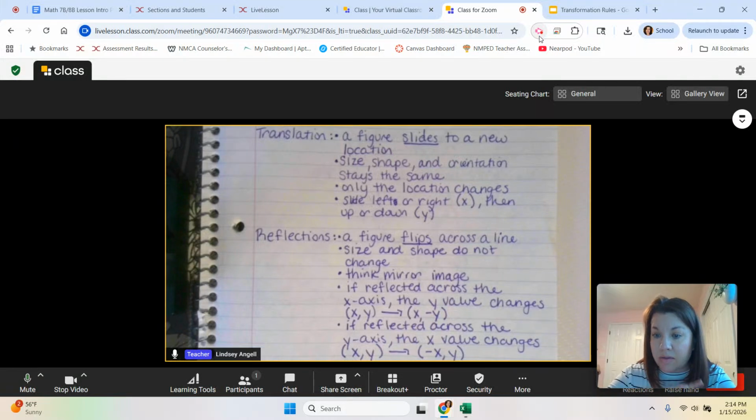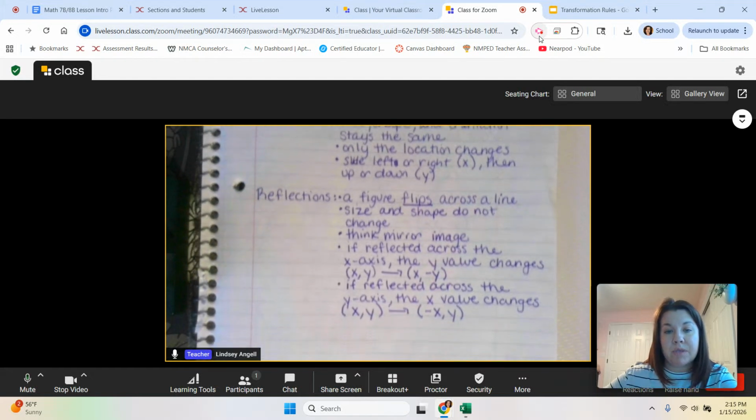But it is very important to note that with a translation, the size and the shape don't change, okay? That's a big hint for your test. Only the location changes, and first you slide left or right, so you signify your x value, and then up or down, your y value, when you are notating it, okay?